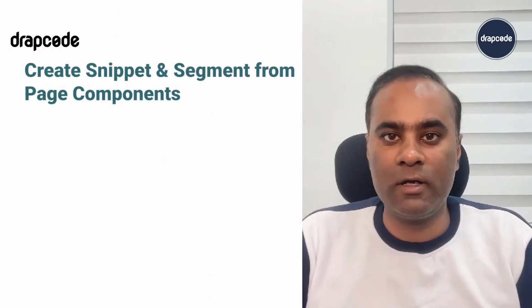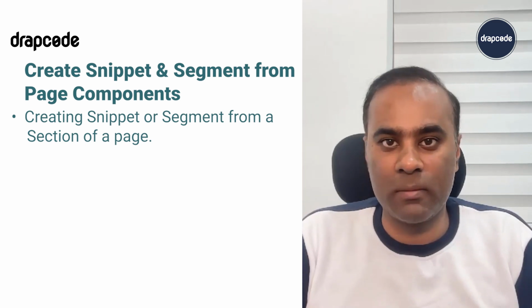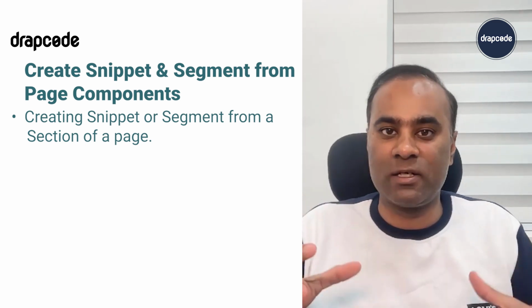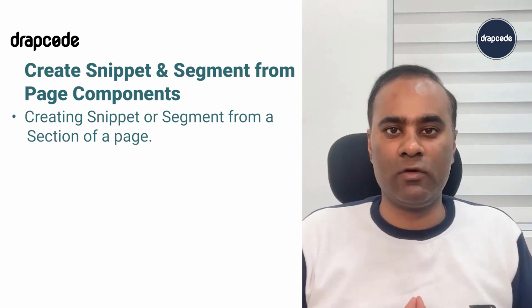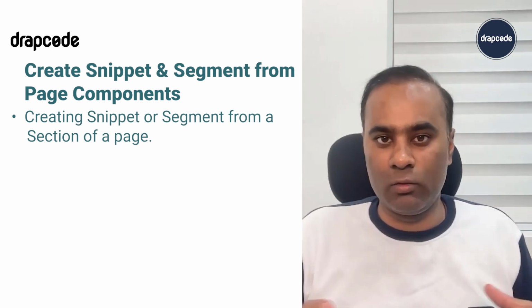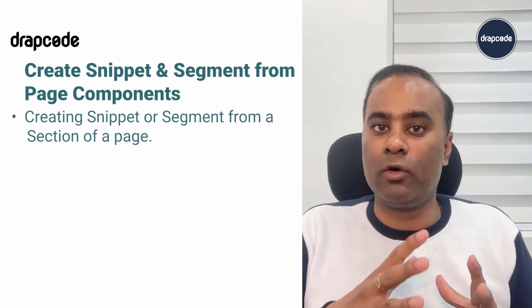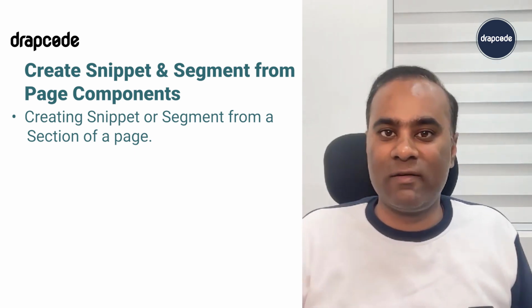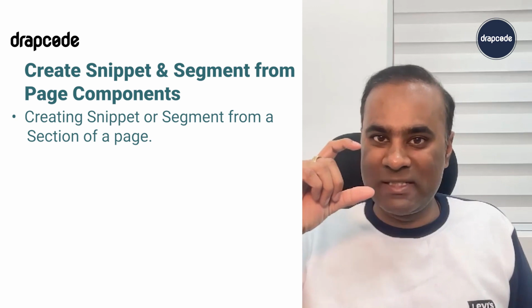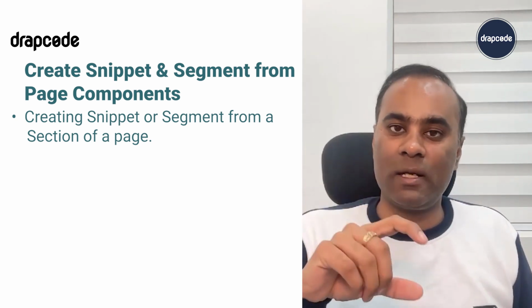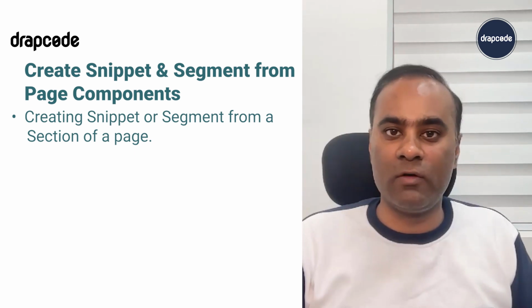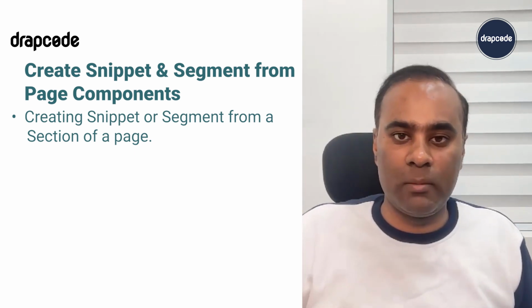So in this video, we will understand how to create a custom segment or snippet from a section of a page, or a portion of your page, right? There are several scenarios where you've designed something, you liked it, and now you want to replicate it or reuse it across different pages. So how do you save that particular section or UI as a snippet or a segment so that you can reuse it wherever you want? Let's see how that can be done.